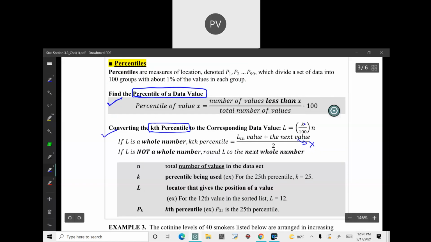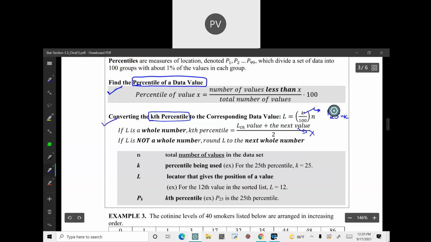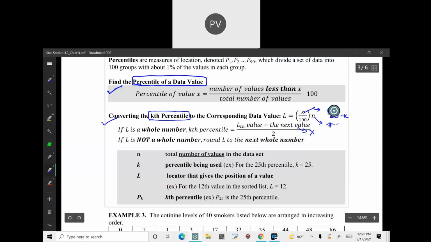Now, what is K? K is nothing but the percentile number. For example, P is percentile. So if I ask you what is the 25th percentile in a data set, then this 25 is nothing but your K. Okay? K is nothing but 25 in this example. What is N? Total number of sample data values. And capital L is nothing but the data value you are supposed to calculate, which is a whole number or an integer.